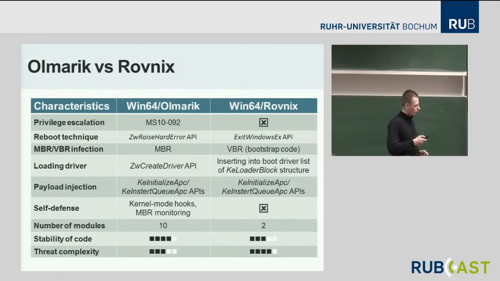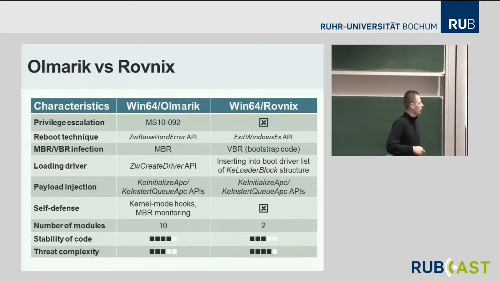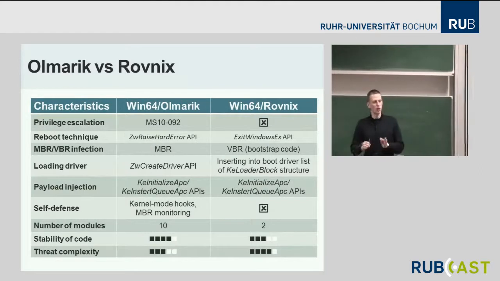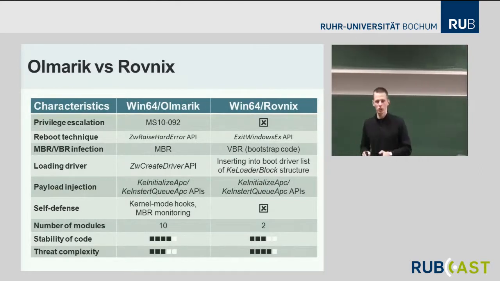While Almaric contains quite difficult to bypass self-defense mechanisms, we can see that the complexity of the code here is higher than that of Rovnix, because it uses a rather generic approach like this one, and it relies on a lot of specific system mechanisms and features. For instance, just to place a breakpoint at a specific location at a specific offset. A lot of things are hard-coded into it.